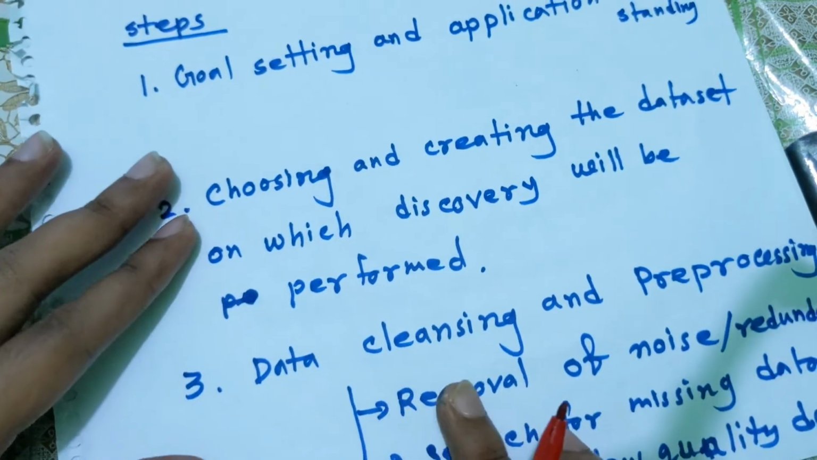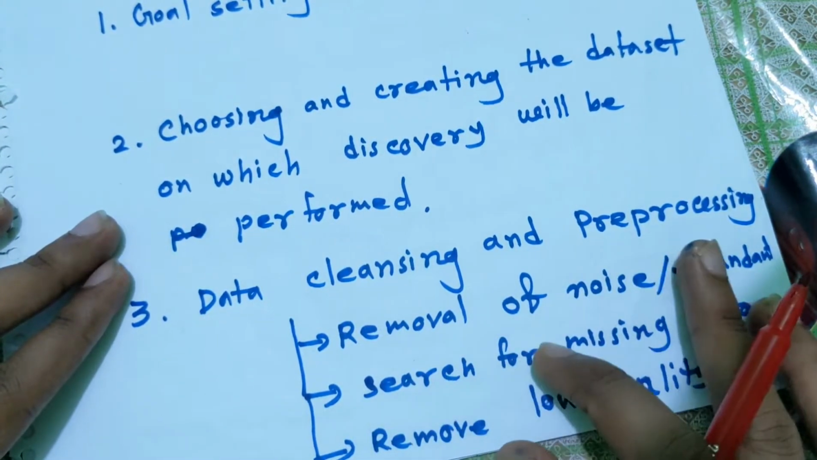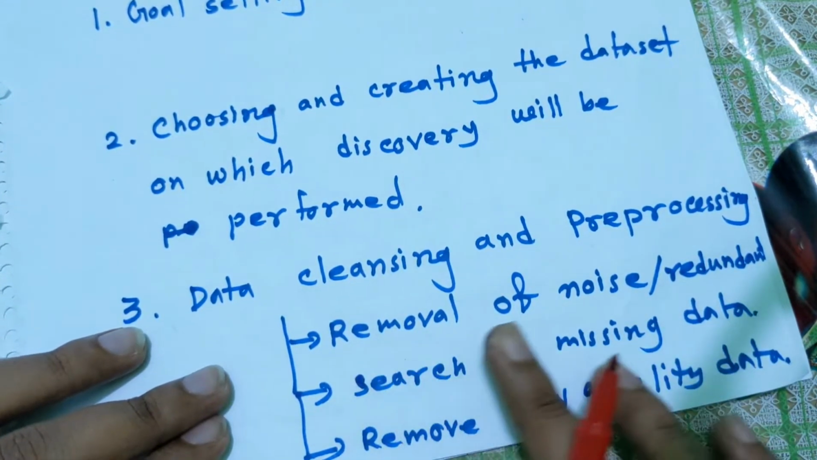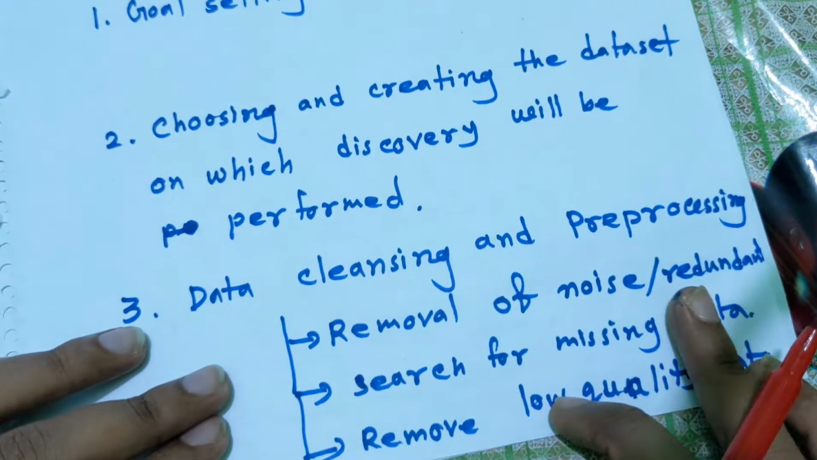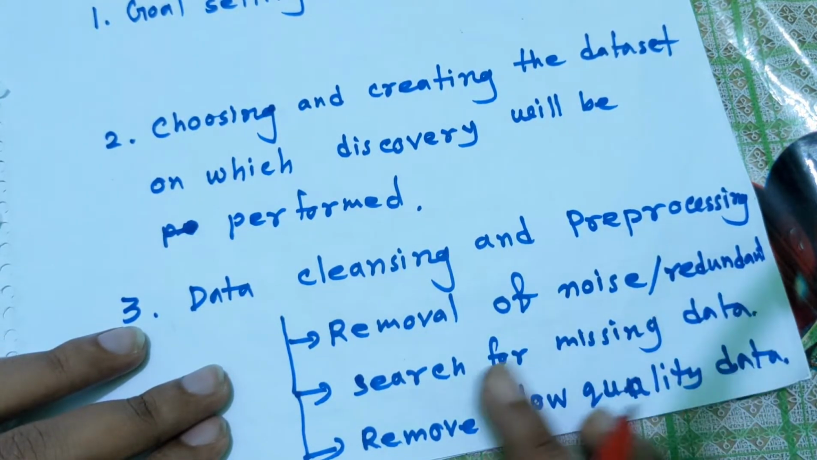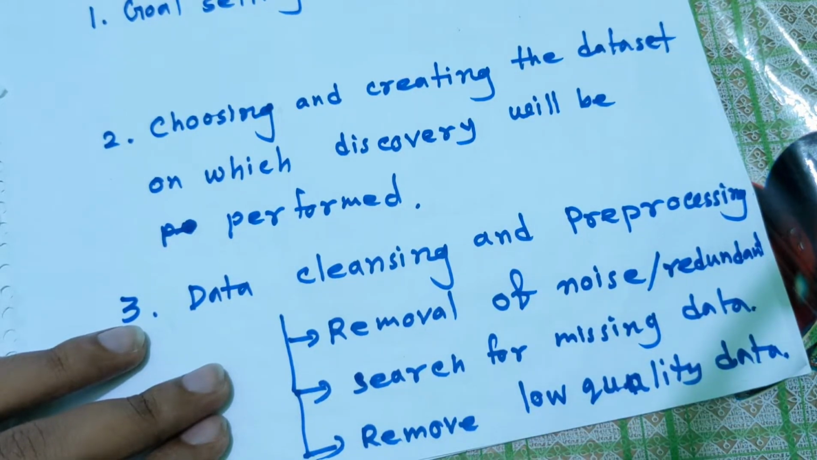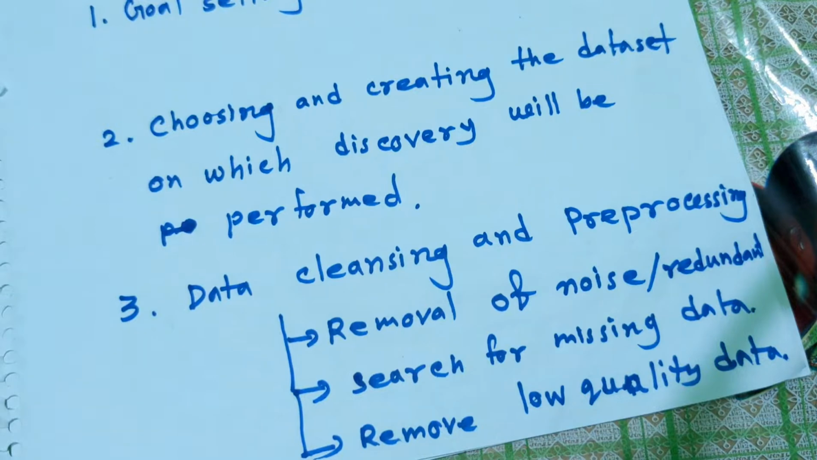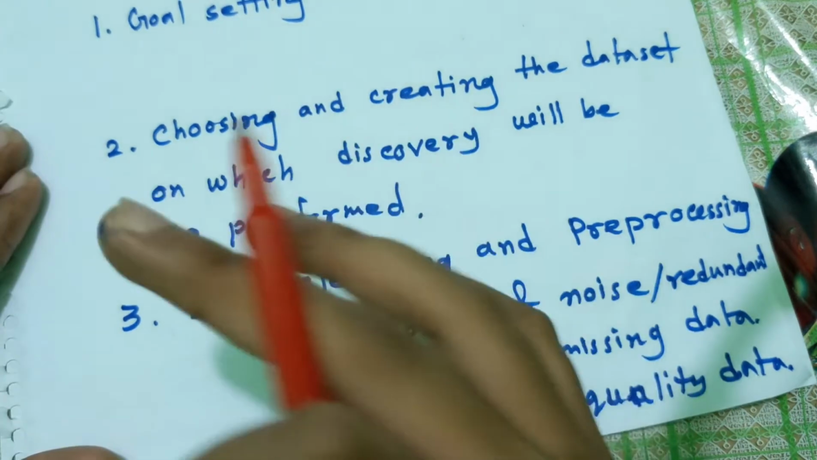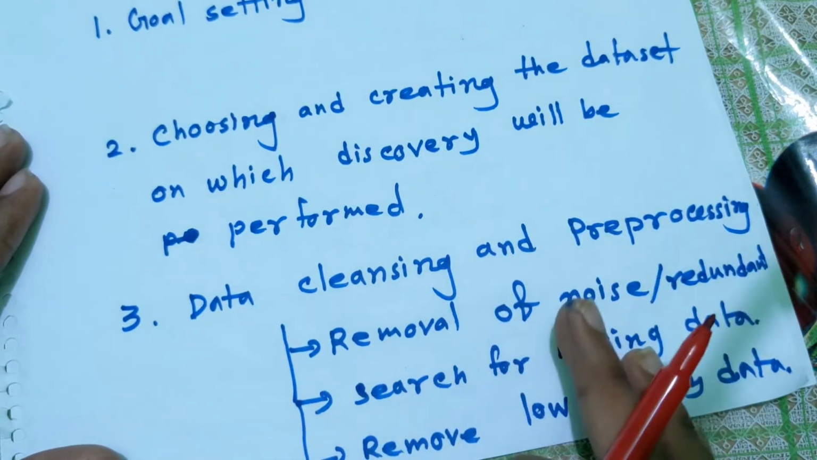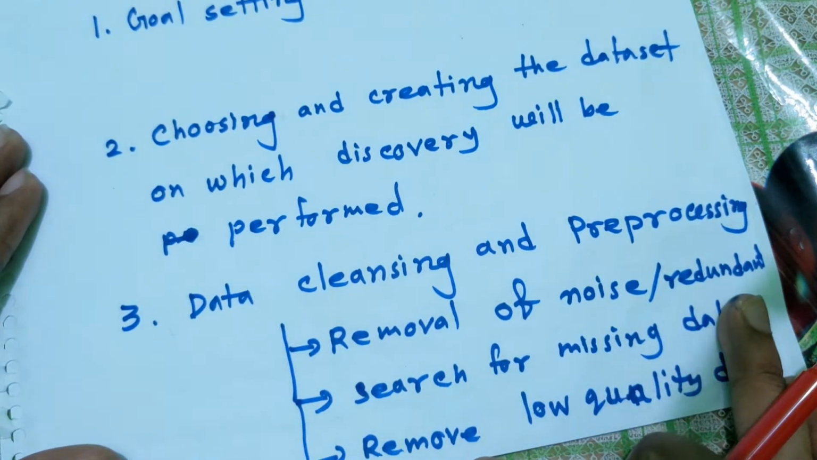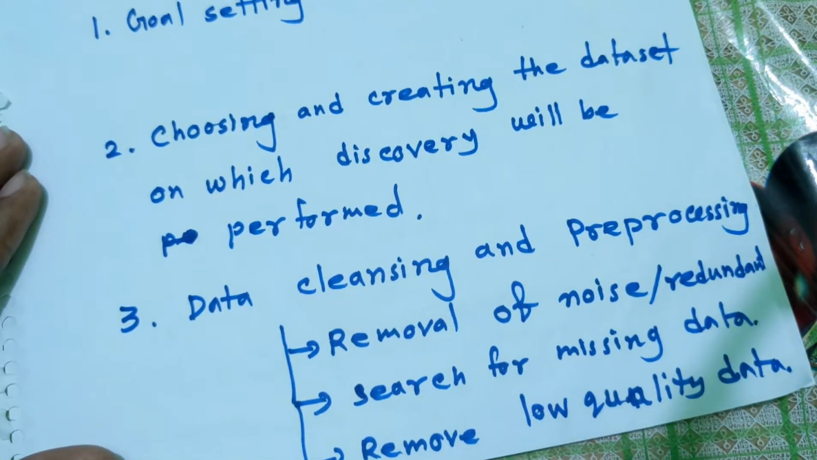The third step is data cleansing and pre-processing. So you have to remove the noise and redundant information. You have to find the reason for missing data, and you have to remove the low quality data. So coming back to the analogy, before cooking fish, you have to clean the fish and you have to pre-process it, like you have to chop it for cooking, right? So it's kind of similar with KDD also. You have to remove the noise and redundant information or low quality data.